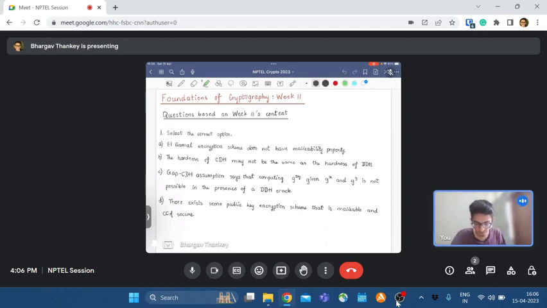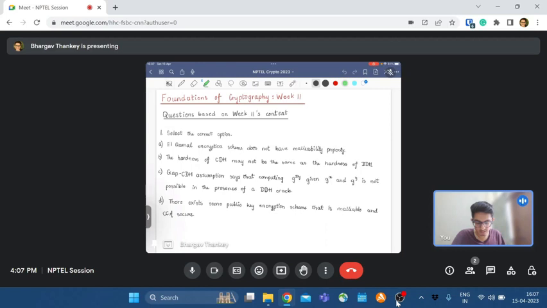The first question that we'll look at is the following. Select the correct option. The options are: A, ElGamal encryption scheme does not have the malleability property. Malleability just means that given a ciphertext, we can modify it to create a ciphertext for a new message. Option B is the hardness of CDH or computational Diffie-Hellman may not be the same as the hardness of DDH or decisional Diffie-Hellman.